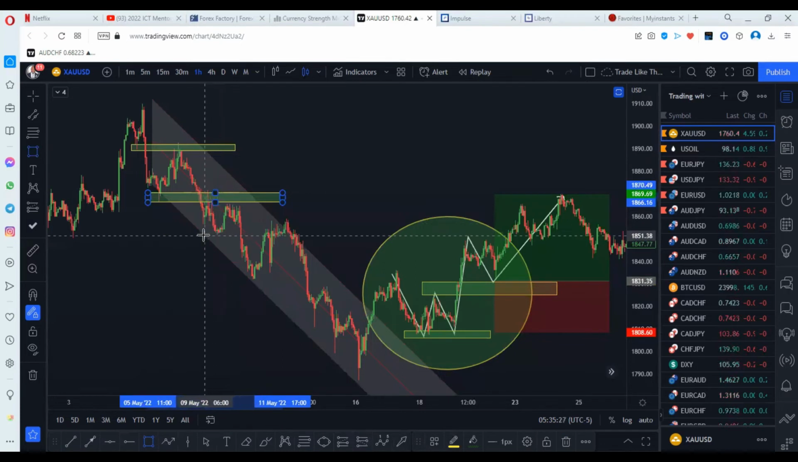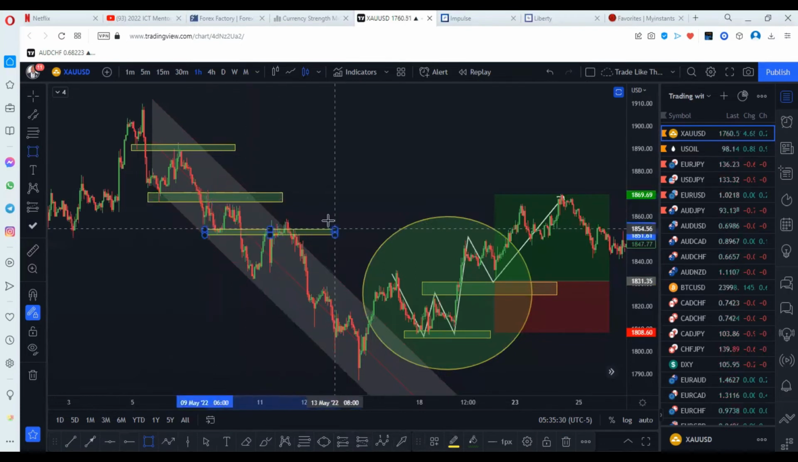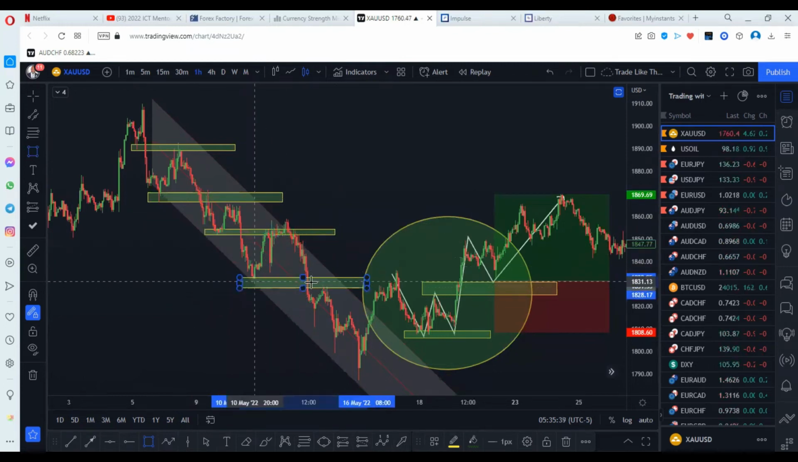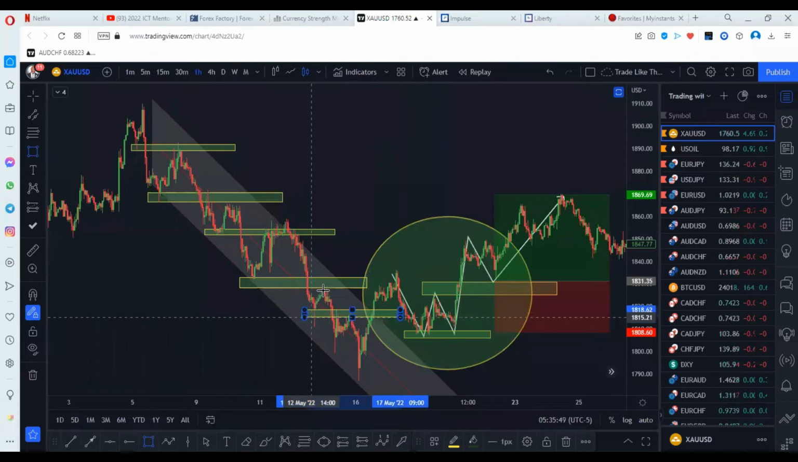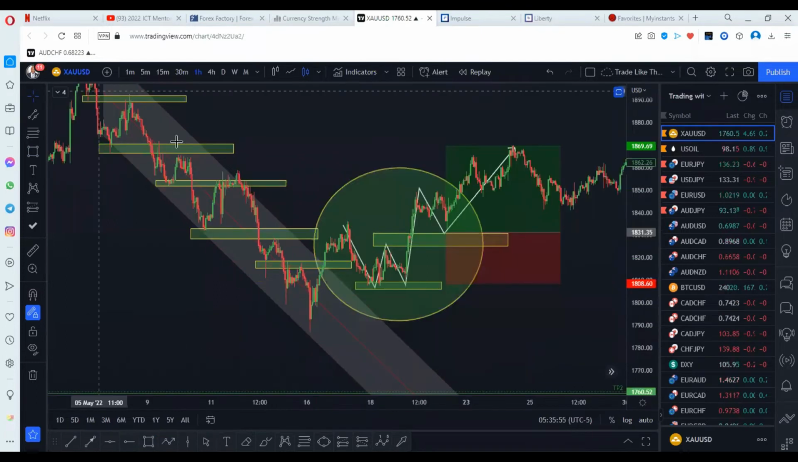You have yet another low right here. Price breaks it, trades into it, sell the market here. Price breaks this low, trades even lower here, breaks it, trades into it, sell the market there. So this is one opportunity to sell, two opportunities to sell, three opportunities to sell, four opportunities to sell, five opportunities to sell.